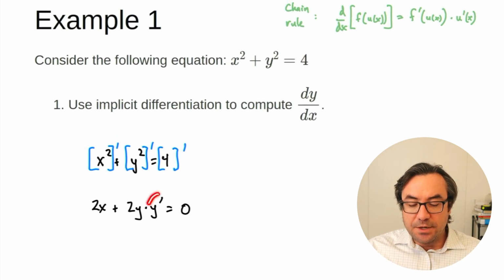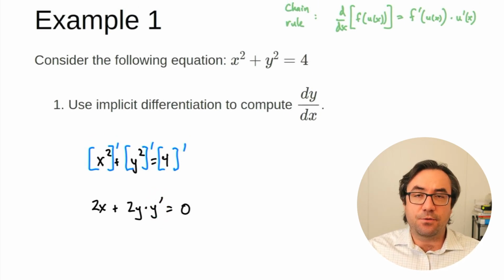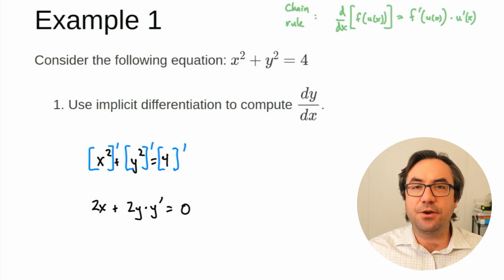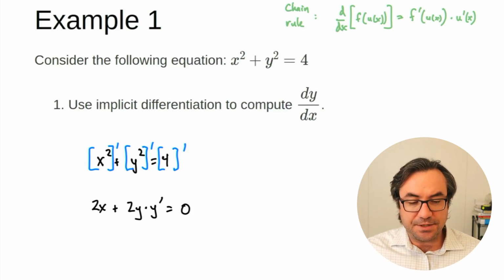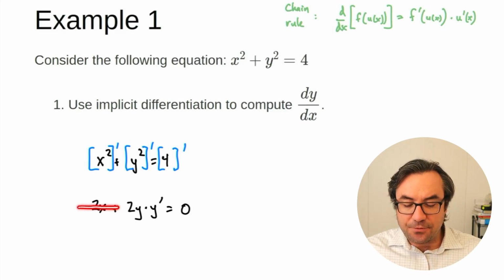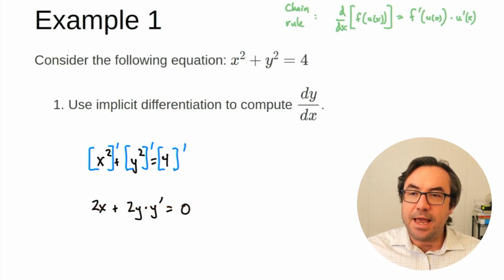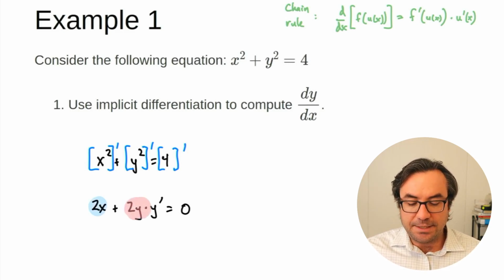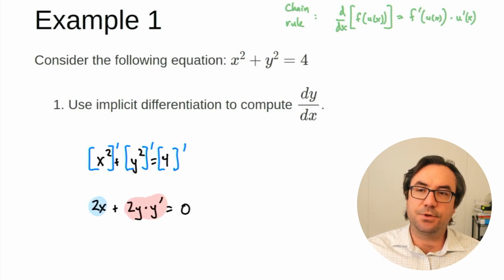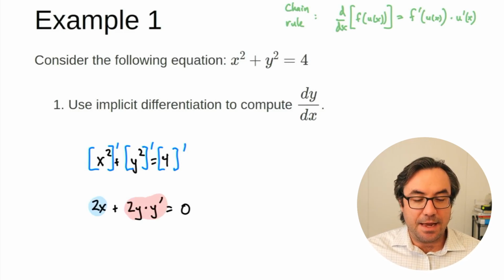Now, we want to start to work on solving for y prime. So we want to figure out what y prime is. When we do this, you want to scan through your equation and look for every term that has a y prime in it. So 2x, no y prime. 2y times y prime, yep, there's a y prime there. And then we got 0 on the other side.